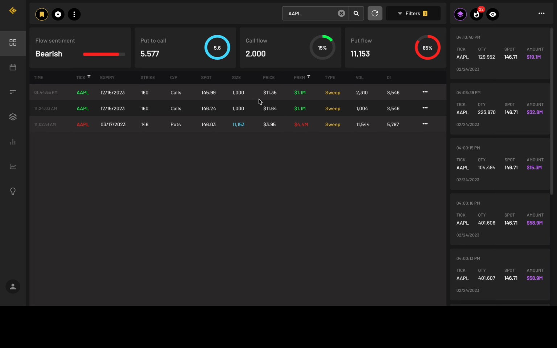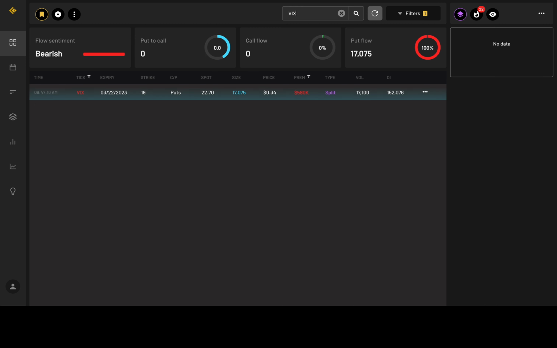We do got some calls above that, but they're not big in size. They're small sizes. 160 strike price for December 15th. That's further out. But for the closer date, big money is bearish, and that's pretty aggressive. And here's the VIX, and 100% for puts. Interesting, different from what we saw the other days.